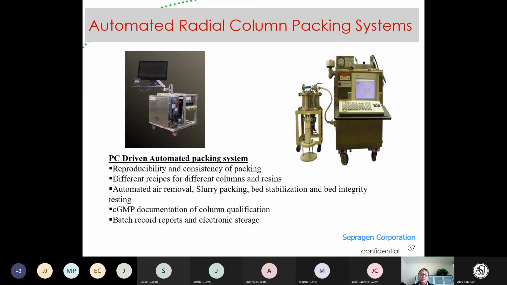Know that the column is, first making sure that the air is out of the column, packing the column to the right pressure, stabilizing the bed by running in the forward and reverse directions, then injecting the column with salt or acetone or whatever to determine the HETP and asymmetry, and then let you know whether that packing criteria has been met and whether your column is passed or not. Right? And then you have a complete batch record, electronic record of your packing and the batch number, the resin number, and all that stuff.